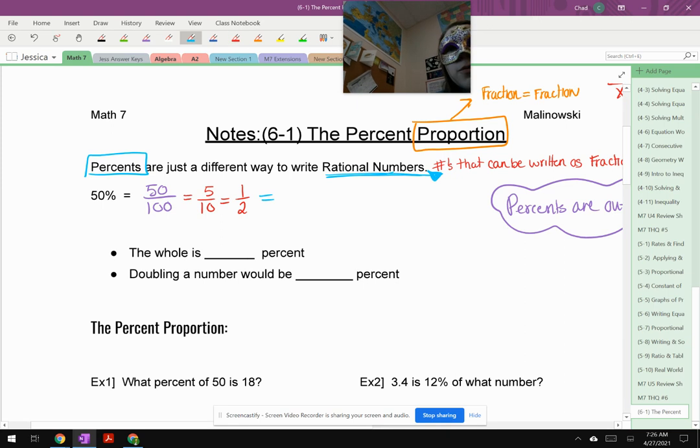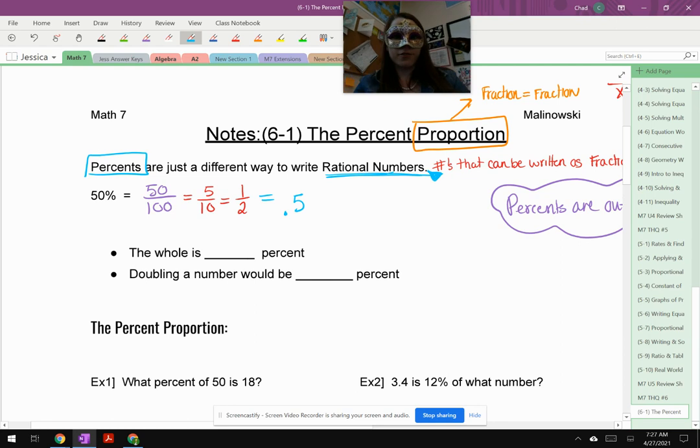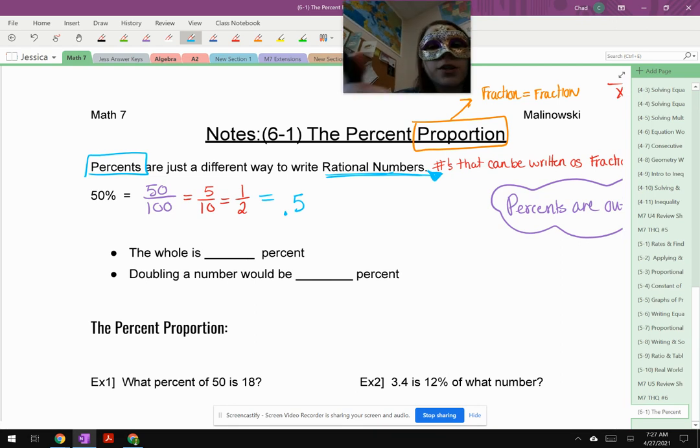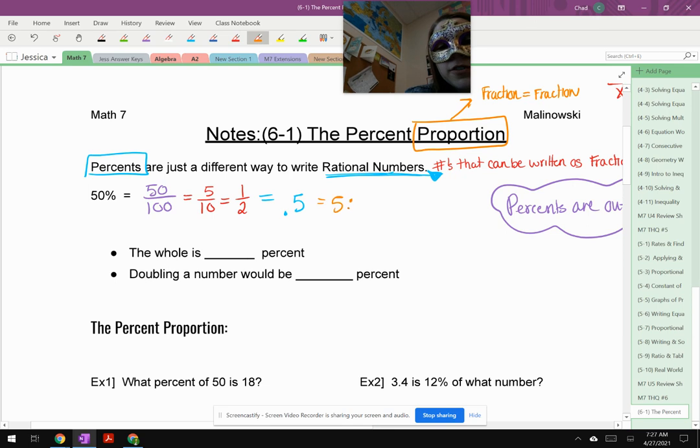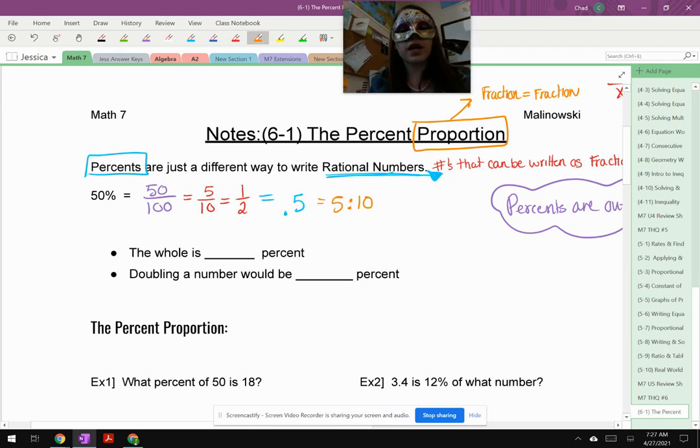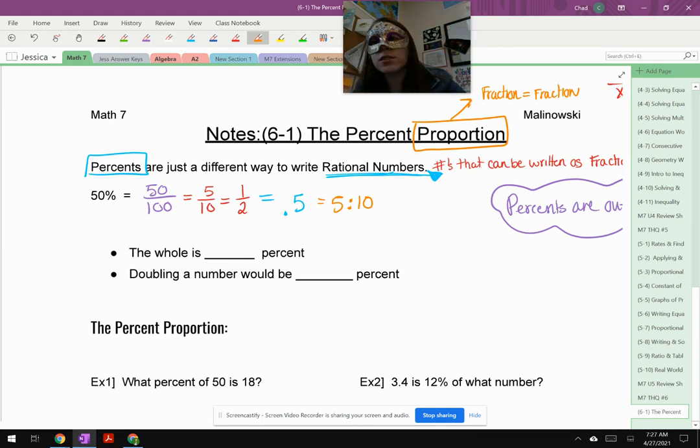We could also rewrite that number as a decimal. If we see how many times 2 can go into 1, that's 0.5 as a decimal. All different ways to write 50% or half of something. You can also write it as the ratio 5 to 10. But our most common way of writing those ratios is fractions because we're on our way to being adults.